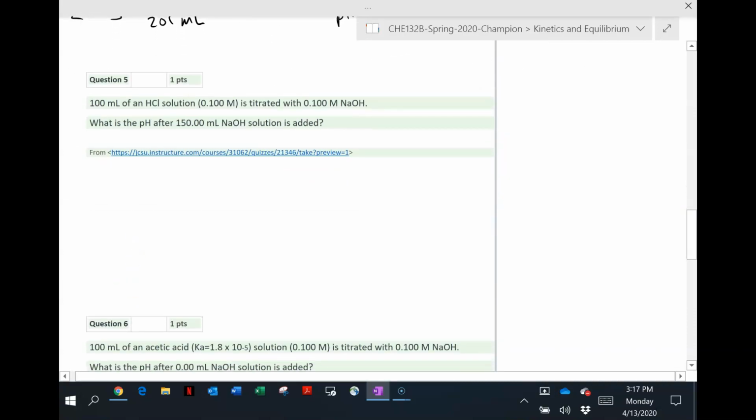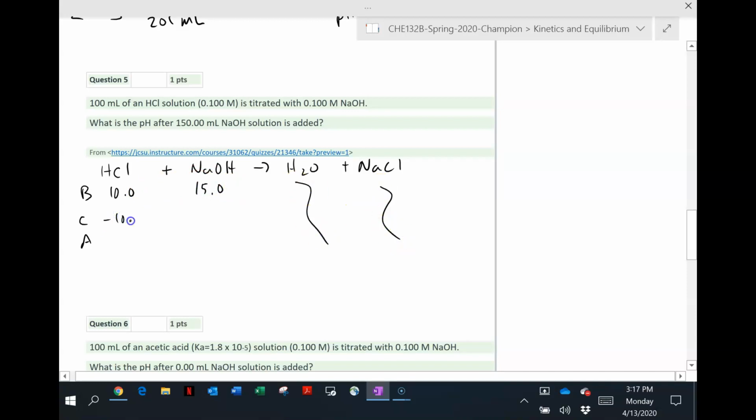And if we go on and we look at 150 milliliters, we're going to do the BCA analysis again. We have 10 millimoles of the HCl. We have 15 millimoles of the NaOH. We don't care about the water or the NaCl. HCl is our limiting reactant. We wind up with our hydroxide concentration being 5 millimoles now over 250 milliliters.